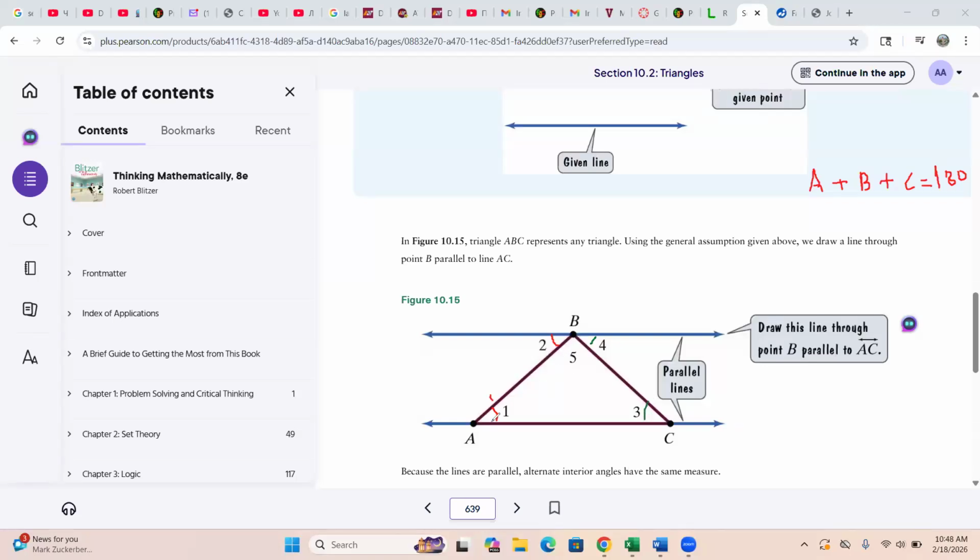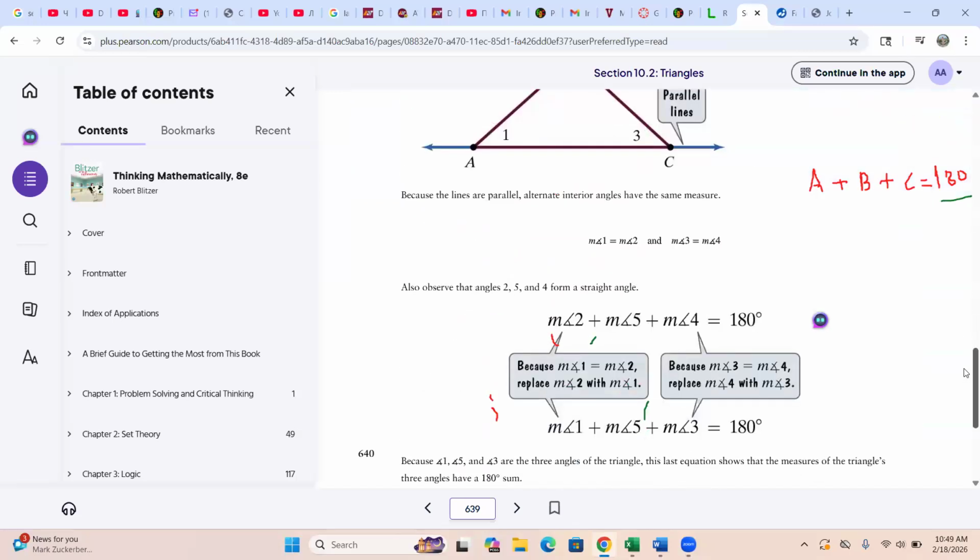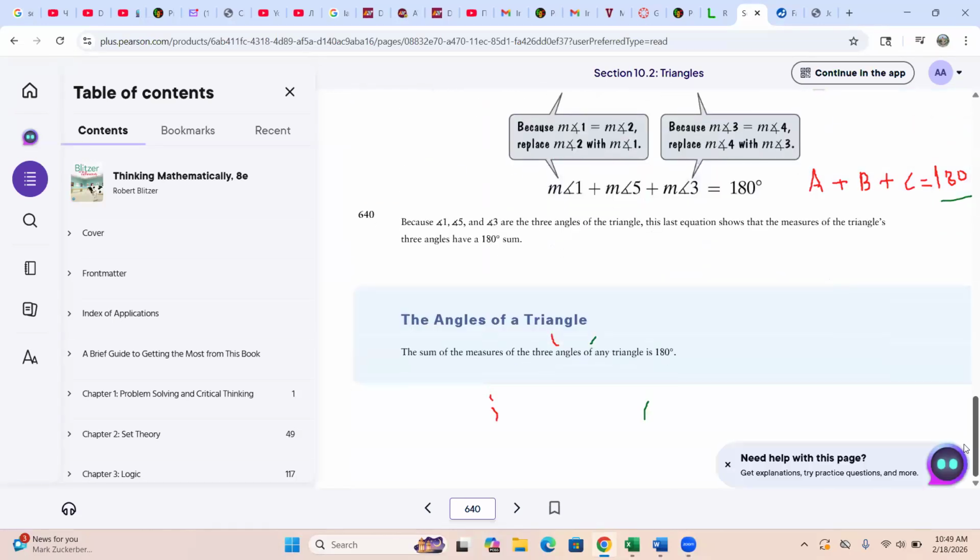So since they're the same, I can say angles 1, 5, and 3 in the triangle will be the same as if I take 2 instead of 1, and 4 instead of 3. So the sum of these 2, 5, and 4 is 180 because the total is actually my straight angle. And that's interesting. That's quite amazing, and it's definitely worth thinking about. That's a very neat justification. So that's what they're doing here.